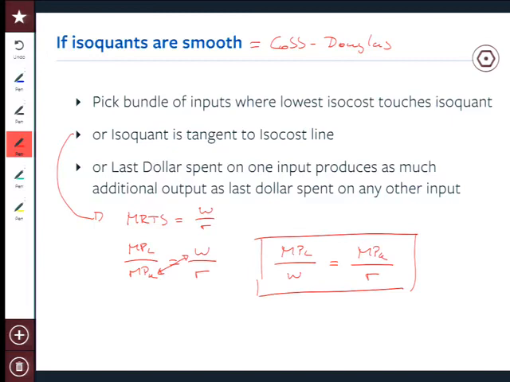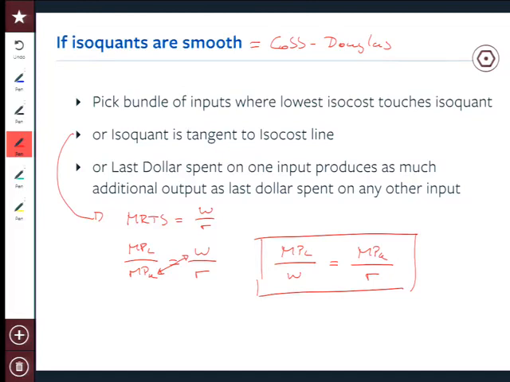And then I'm just switching those around by dividing both sides by W and multiplying both sides by MPK. And what I get is this amazing formulation here, where the marginal product of labor divided by wage is equal to the marginal product of capital divided by its rental rate. Or in other words, you're at the cost minimizing point where the last dollar spent on labor gives you the same additional output as if you were to spend that same last dollar on capital.